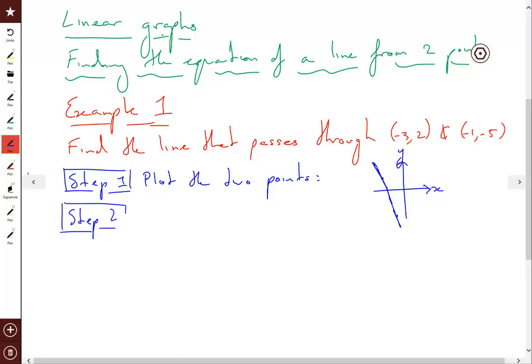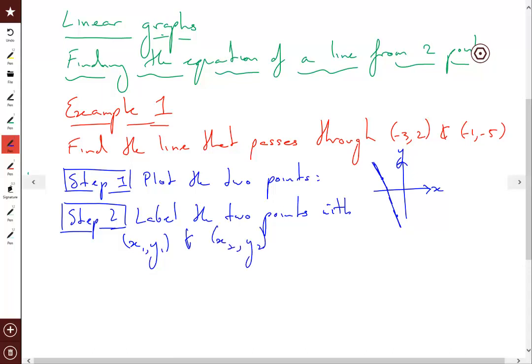Our first actual step is to find, actually before we do that, we're going to label the 2 points with x1, y1 and x2, y2. So I'm not even going to rewrite them, I'm just going to go over here. This is my first point. It doesn't actually matter which one you label as your first one, but just make sure that if this is x1, that's y1. If that's x2, that's y2.